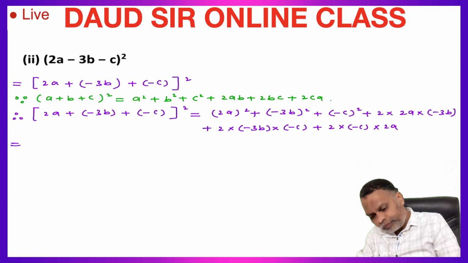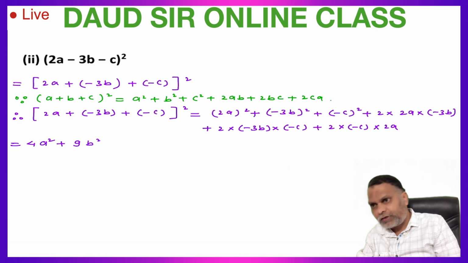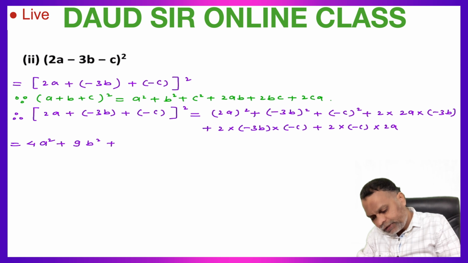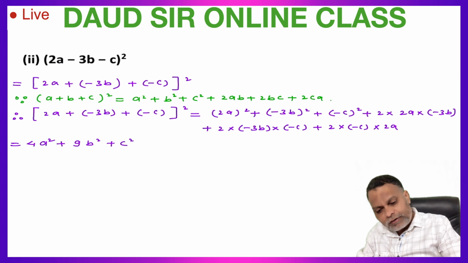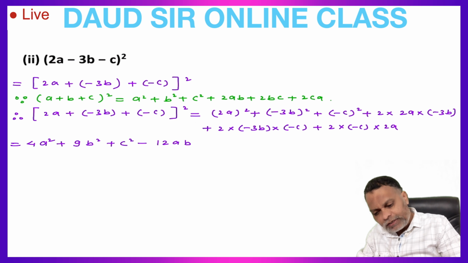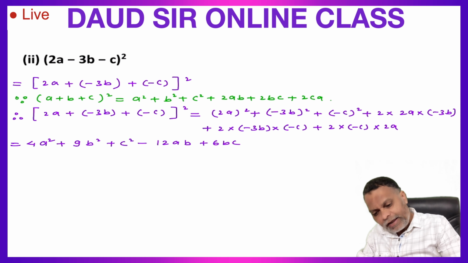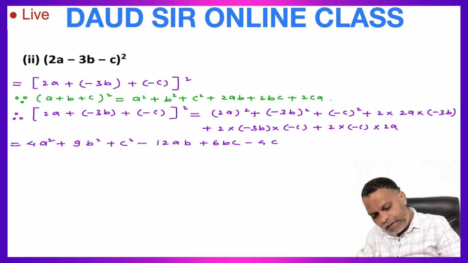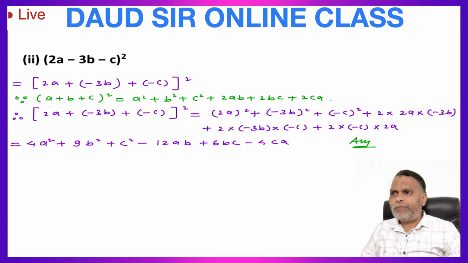Simplify this. 2 square 4 a square plus minus 3 whole square 9 b square plus minus c whole square c square plus, minus minus multiplication, 2 2's are 4, 3 are 12 ab, minus 12 ab. This minus minus multiplication plus, so 2 3's are 6, plus 6 bc, and this minus plus multiplication minus, 2 2's are 4 ca. This is the required expansion of 2a minus 3b minus c whole square.